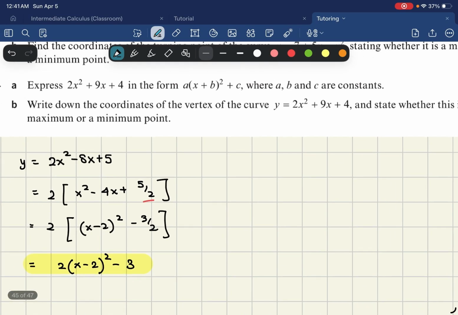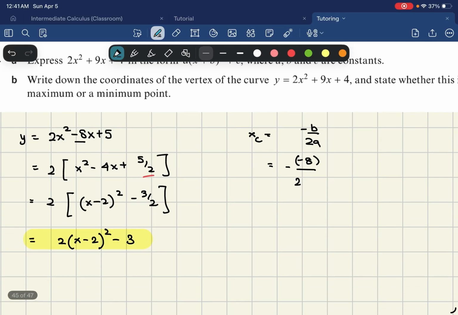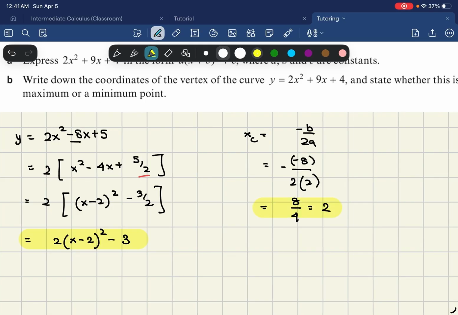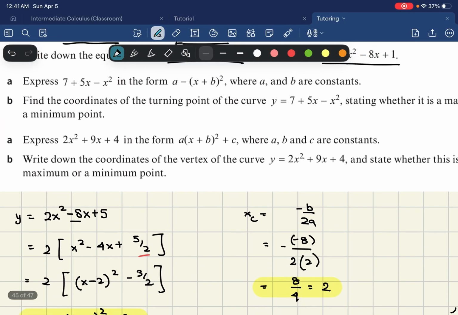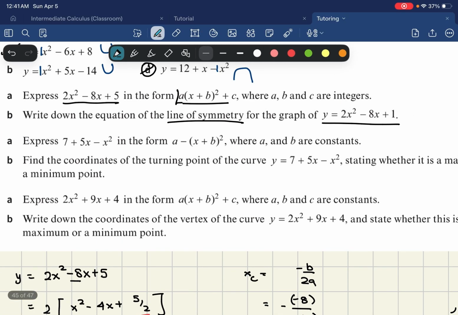So the axis of symmetry, or the line of symmetry, x is, again, like we talked about, minus B over 2A. And that is just minus of minus 8 over 2 times A, because B is negative 8, right? 2 times A is 2. So that is just 8 over 4, which is equal to 2. So that is the equation of the line of symmetry.